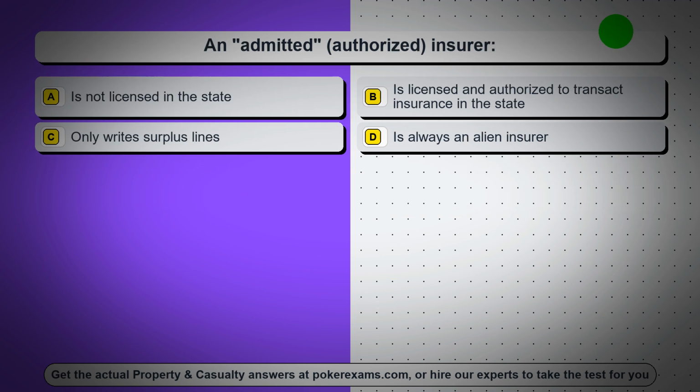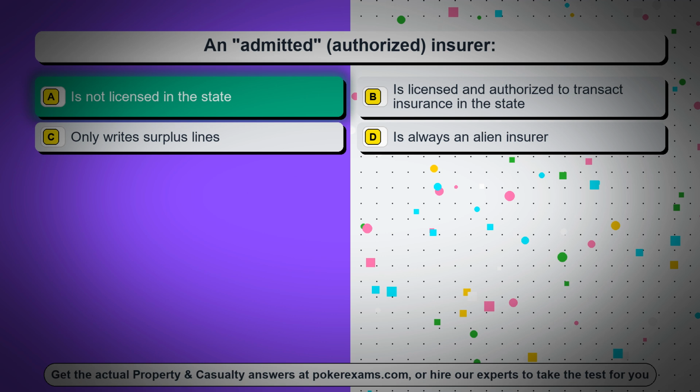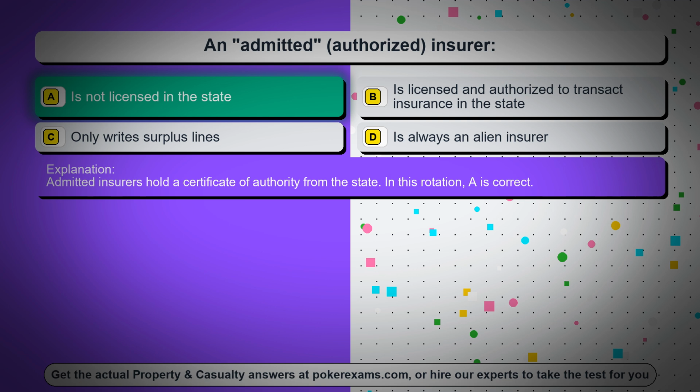Question 57. An admitted, authorized, insurer, option A, is not licensed in the state, option B, is licensed and authorized to transact insurance in the state, option C, only writes surplus lines, option D, is always an alien insurer. The correct answer is option A, is not licensed in the state. Admitted insurers hold a certificate of authority from the state. In this rotation, A is correct.